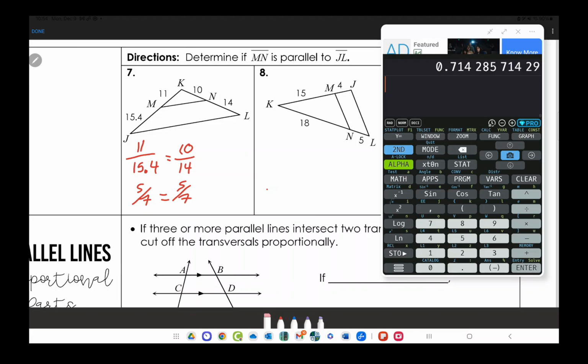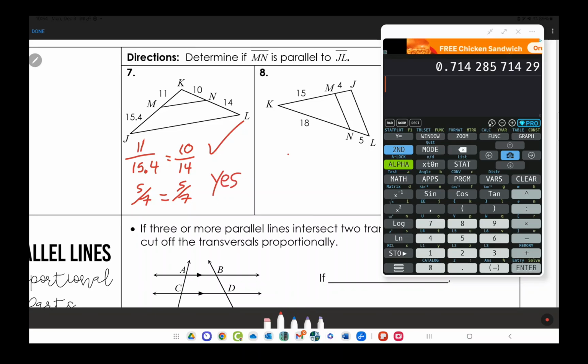Does it have to be in fraction form? Well, you can just get the decimal form, that's fine too. As long as they give you the same value, you're fine. You just have to show they give you the same ratio. So yes, in this case, the answer is check, yes, they are parallel.